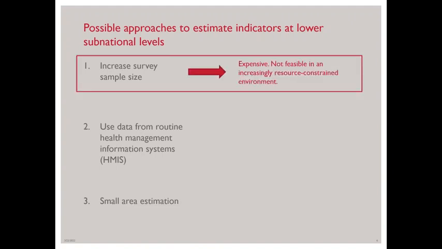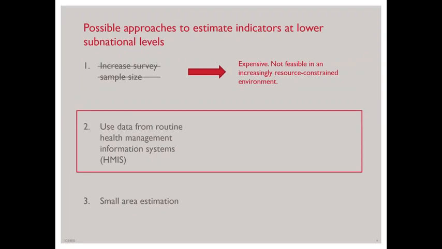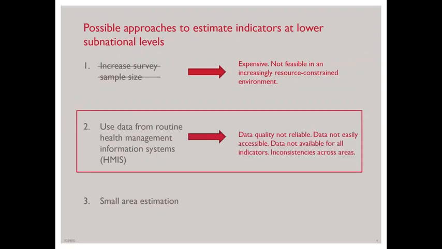The issue with increasing survey sample size is that it is expensive. As I showed in a previous slide, the DHS surveys already have a very large sample size, so we don't find this approach would be particularly feasible in an increasingly resource-constrained environment. The issue with using HMIS data is that the data quality isn't always reliable, data is not easily accessible, data is also not available for all indicators that DHS collects, and there's inconsistencies across areas, both within and between countries.